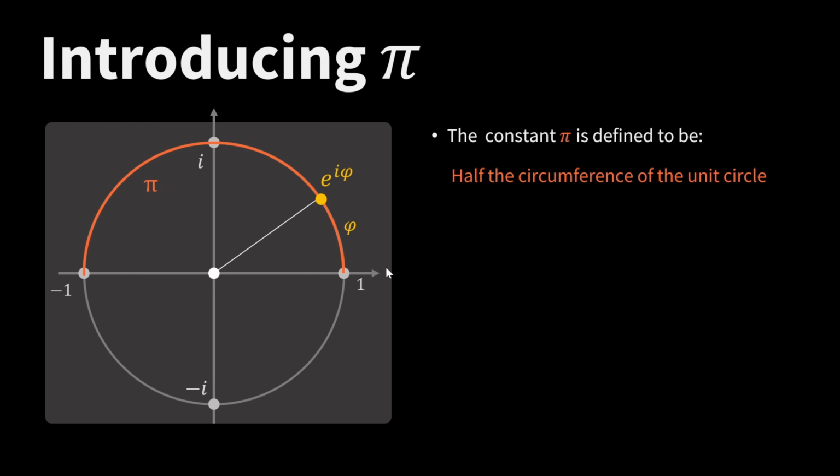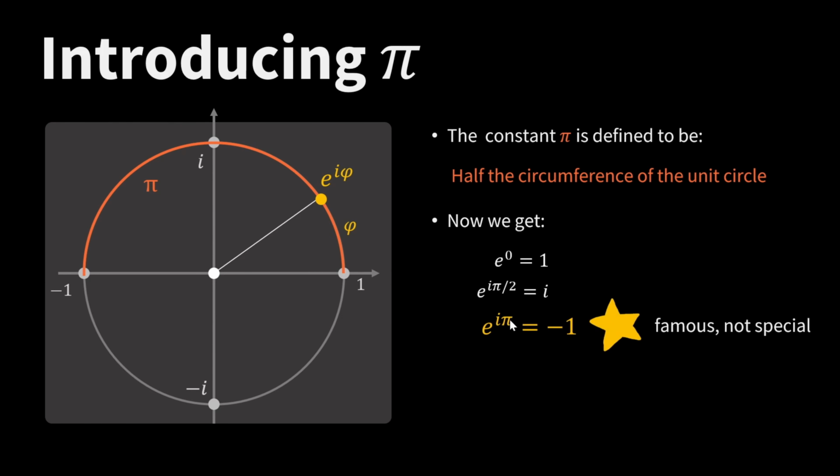Let me now introduce you to the constant pi. The constant pi is defined as half of the circumference of the unit circle. So pi is the length of this arc here. Now let's check what we get for e to the power of i phi for various values of phi. If we set phi equals 0, then we get e to the power of 0, which is 1. So we start at the real number 1. If we set phi to pi over 2, we end up at i, the complex number i. If we set phi equal pi, then we end up at minus 1. So we get the famous formula e to the power of i pi equals minus 1.